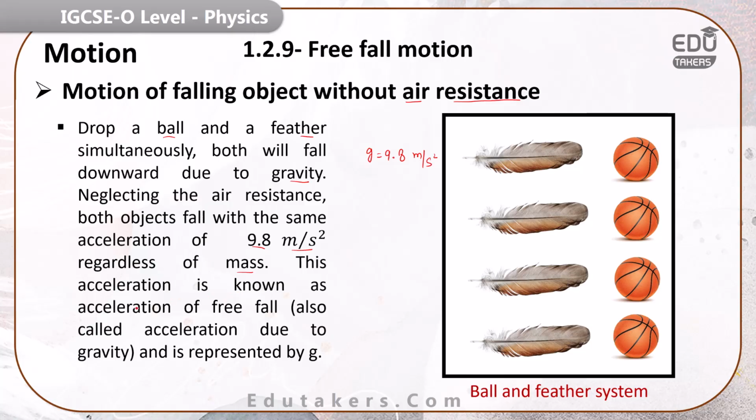And this acceleration is known as the acceleration of free fall. It can also be called acceleration due to gravity or the gravitational acceleration, and it is represented by the symbol g. The value of g is 9.8 meter per second square.